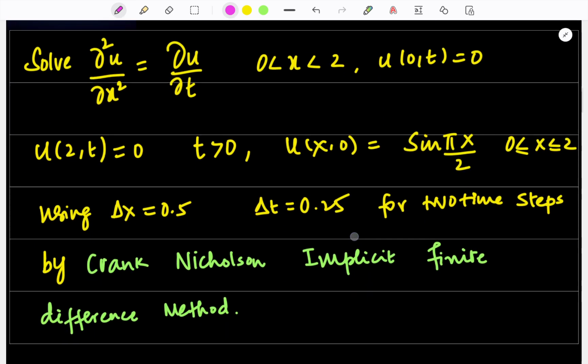Let's go to the problem. So the same one-dimensional heat equation, the first question is: solve ∂²u/∂x² equals ∂u/∂t.